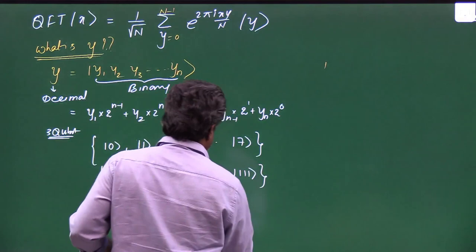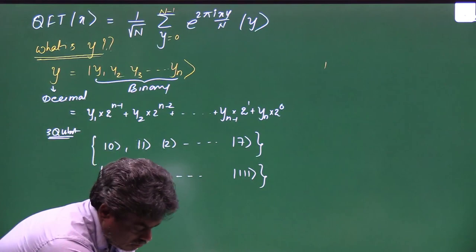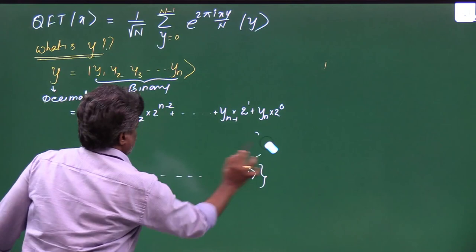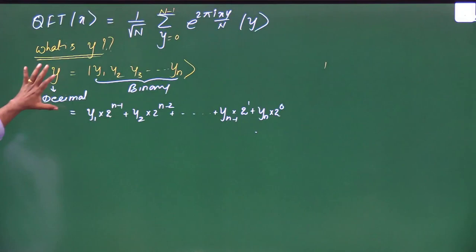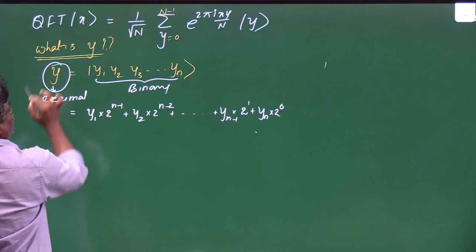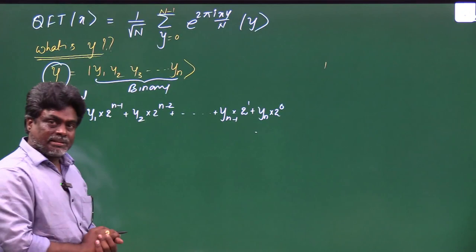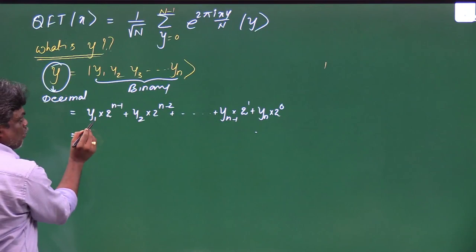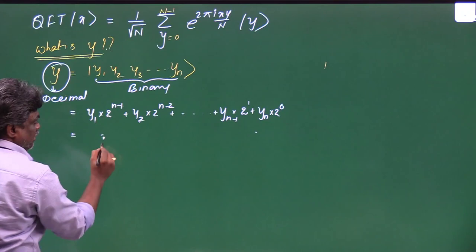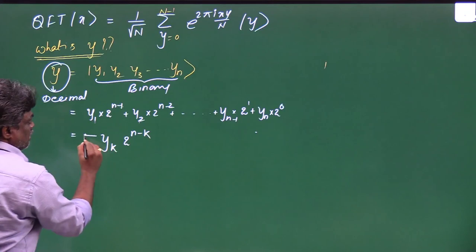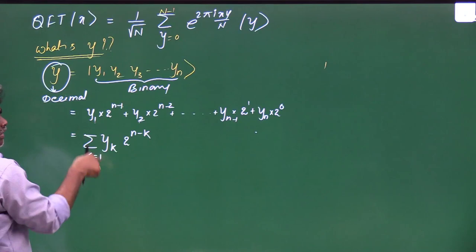Very clear. Now, this is very crucial. Please listen. So here the question is, what is y? Y is a decimal value and the representation in binary is like this. We have already expanded like this. Now, I'm going to write this in the summation form: y equals summation over k of yk into 2 power n minus k, with k running from 1 to n.